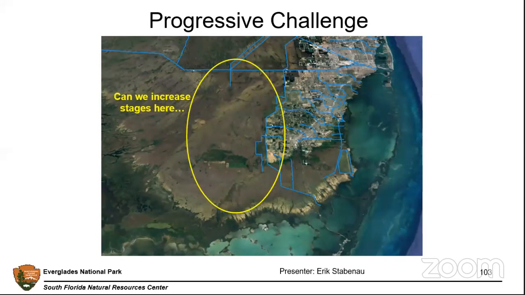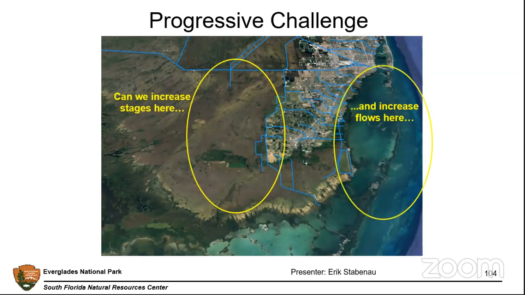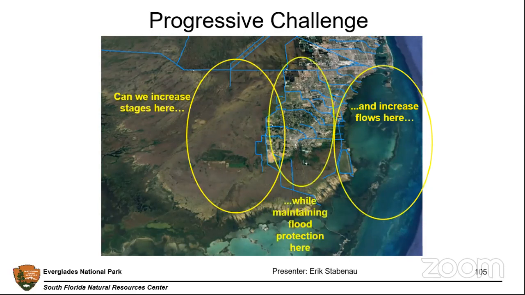So I'm going to quickly go through 3 slides. Overview, just reminding us what we're doing. We're looking to increase stages on this slide. Continue next slide. And one more slide, so that we get to the point where we're going from increasing stages in the park and increasing, let's call it dry season flows to the bay while maintaining flood protection. And this is really, if you just look at this, this is the overall challenge that we're dealing with.